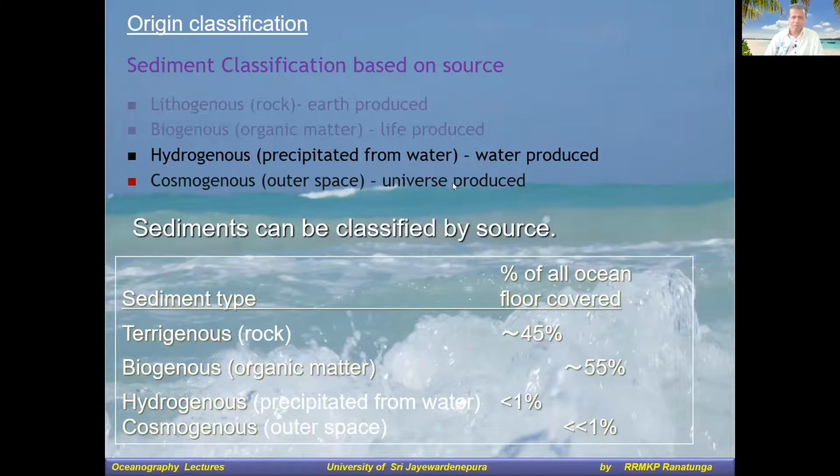The simple terms. So that's how these are the basic types of sediment based on their origin, how these sediments are formed.